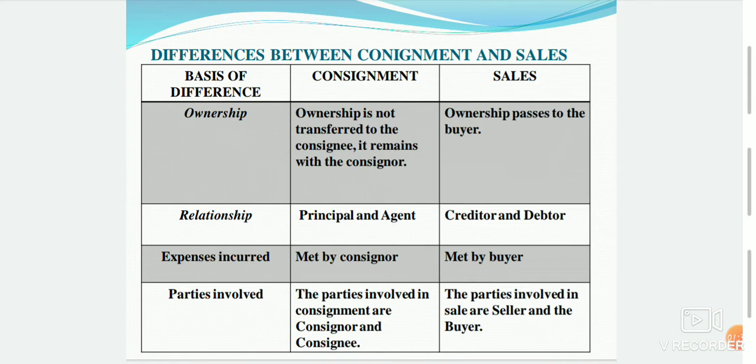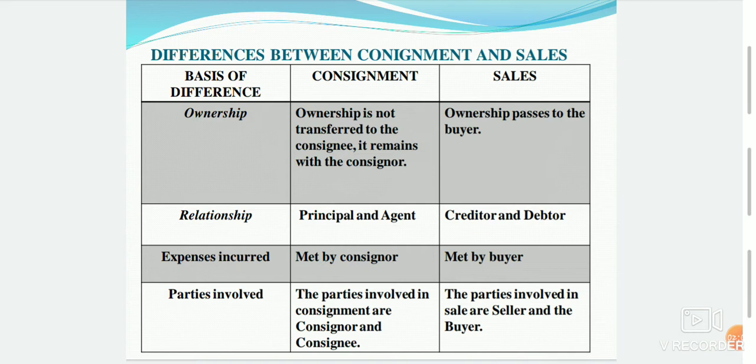The third one, expenses incurred. In consignment, expenses are made by the consignor. The expenses incurred by the consignee to execute sales and the expenses incurred by the consignor to send the goods to the consignee, both are borne by the consignor. In sales, expenses are made by the buyer. In sales, any expenses incurred after the sale are not borne by the seller.